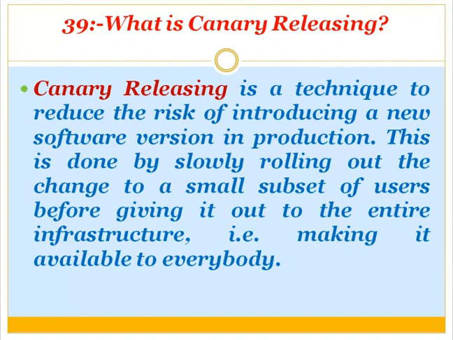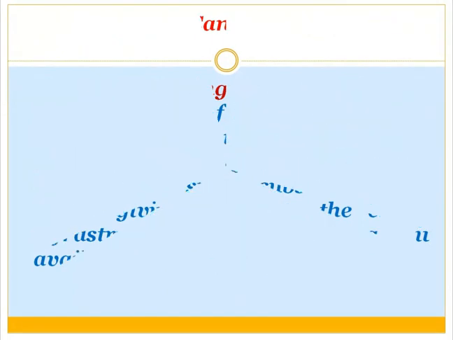So instead of releasing the software to the whole infrastructure, we are just releasing it to a small subset of users, slowly rolling out the changes, before giving it out to the entire infrastructure, that is, making it available to everybody.